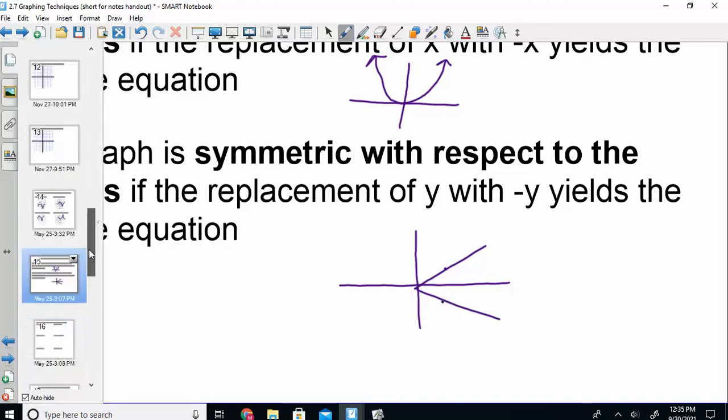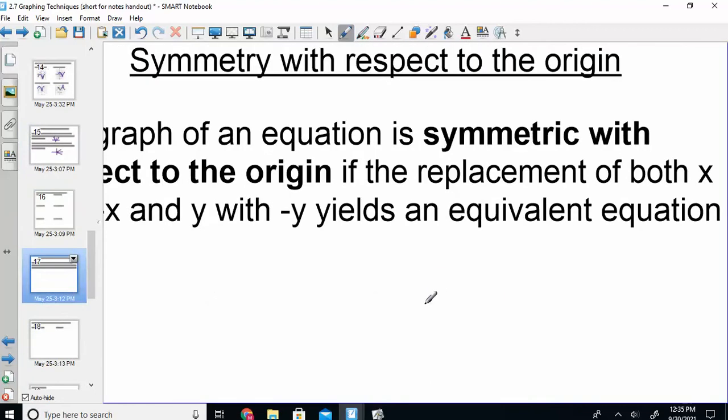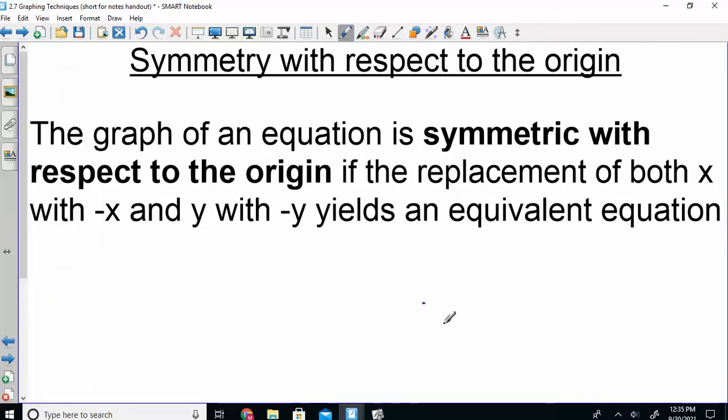I'm going to do things a touch out of order from what's on your sheet. I'm going to go ahead and jump down to the last type of symmetry, and then we'll just come back and do these examples and check for all of them. Symmetry to the origin means if you replace the positive x with the negative x and the positive y with the negative y, you get the same thing. Okay, that sounds really confusing.